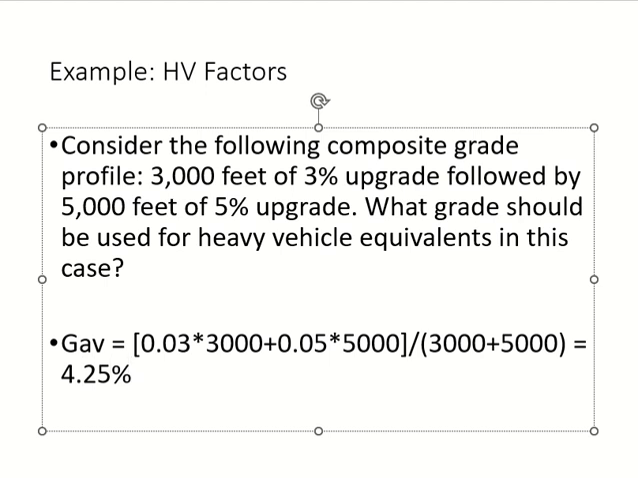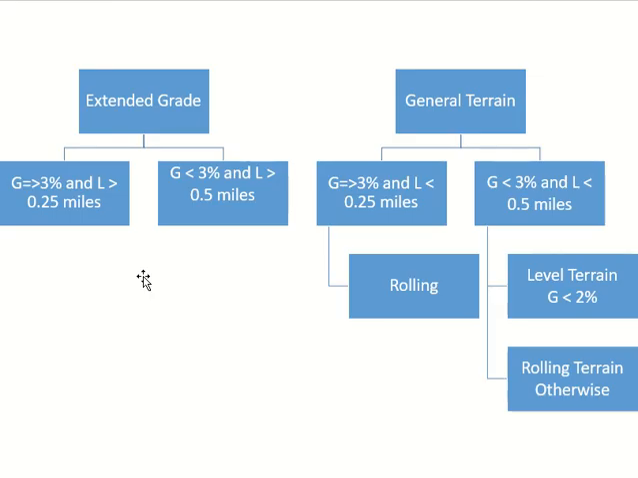Okay, so we don't need to do it for 3 and 5, we just do it for 4.25. Clear? Okay. Now, if I have this one, let us see if I have general terrain or gradient. My gradient is what? More than 5, more than 3 or less than 3? More than 3, so I am here. More than 3, the length should be more than 0.25 miles.